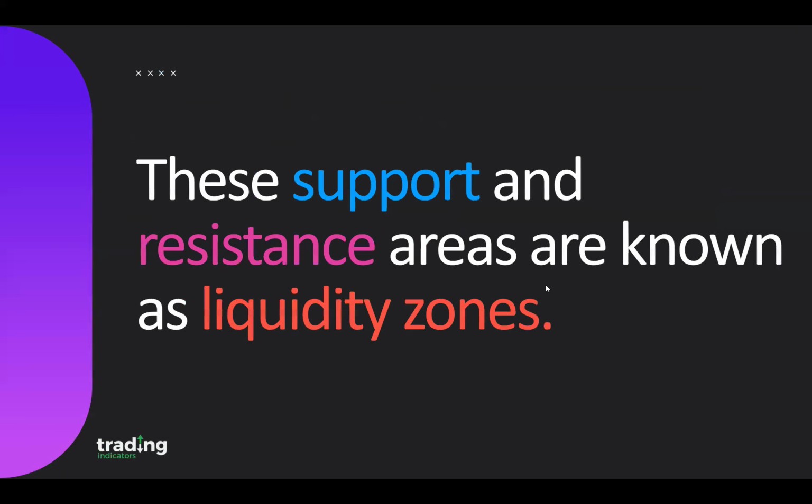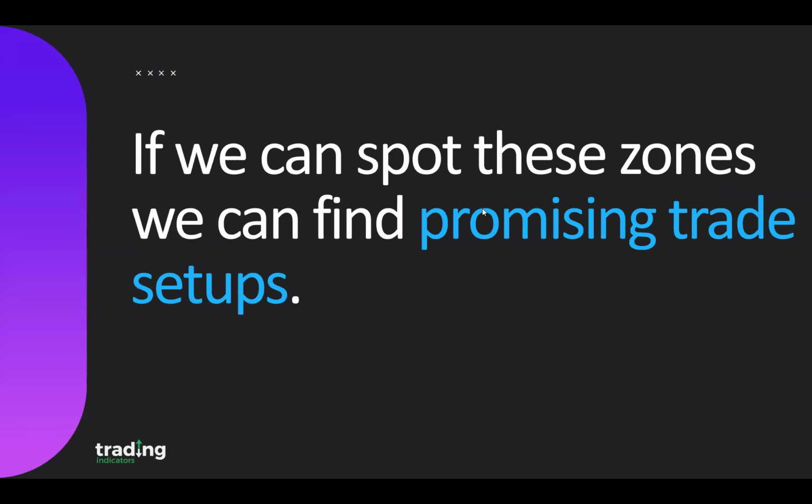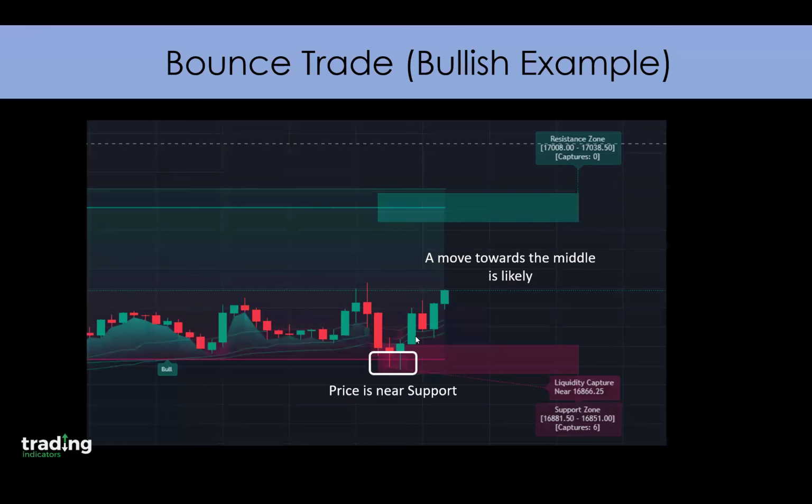All right. Now, if we can find these levels, these zones, we can find promising trade setups in the process. For example, here's one of my favorite ones because it has high reward and low risk. I almost said resistance. High reward and low risk because this is the bounce trade.